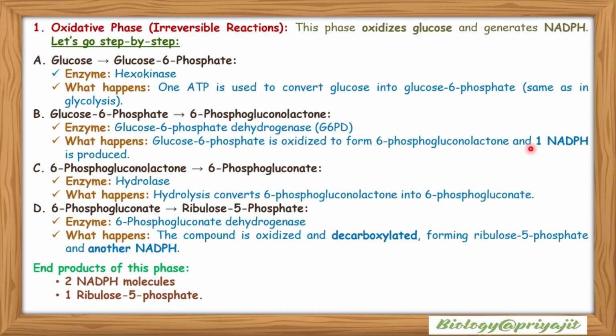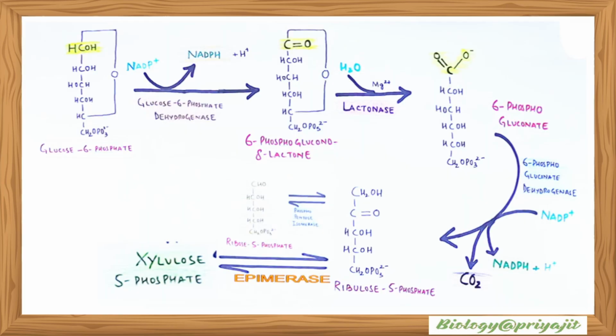Then 6-phosphogluconolactone is converted into 6-phosphogluconate with the help of the enzyme hydrolase. What happens? Hydrolysis of 6-phosphogluconolactone produces 6-phosphogluconate, and the 6-phosphogluconate, with the help of the enzyme 6-phosphogluconate dehydrogenase, produces ribulose 5-phosphate. The compound is oxidized and decarboxylated, forming ribulose 5-phosphate and another NADPH. The end products of this phase are 2 NADPH molecules and 1 ribulose 5-phosphate molecule. These are the reaction steps of the oxidative phase of the pentose phosphate pathway.